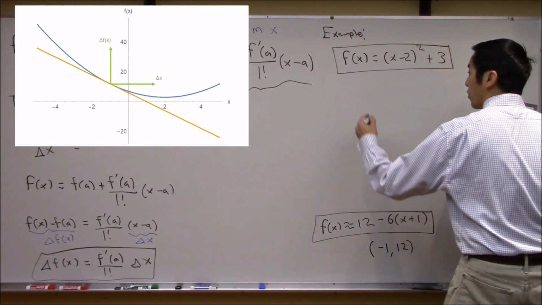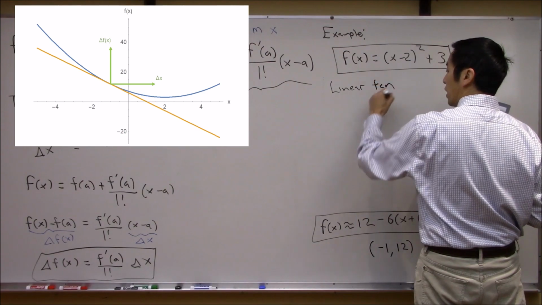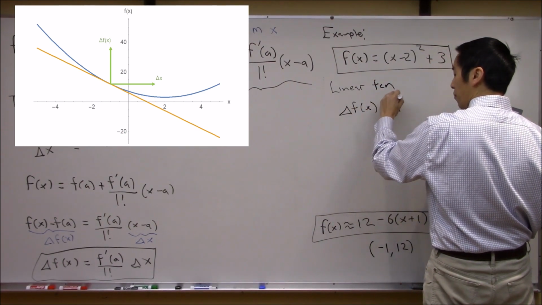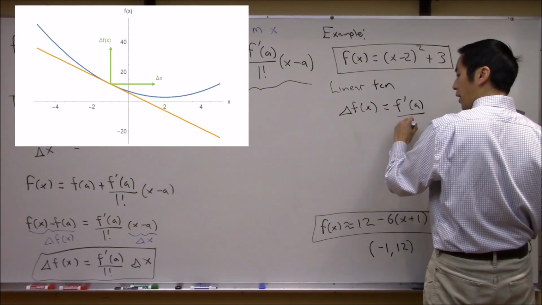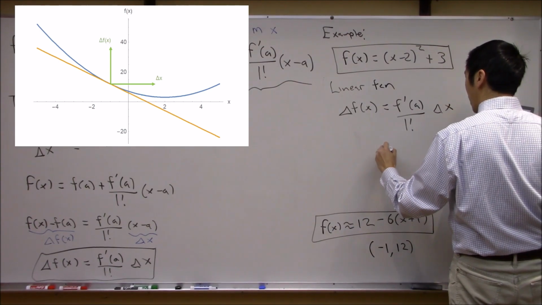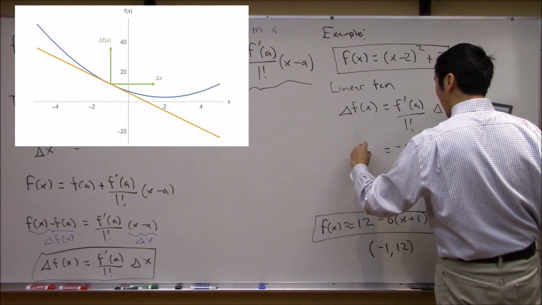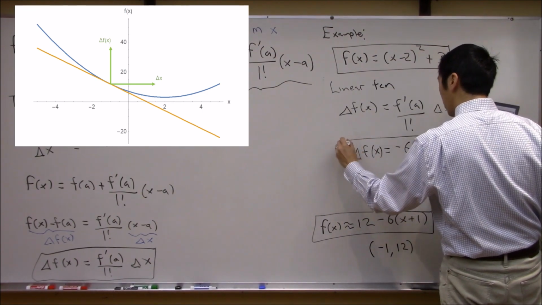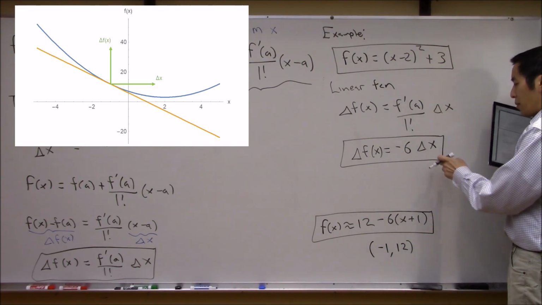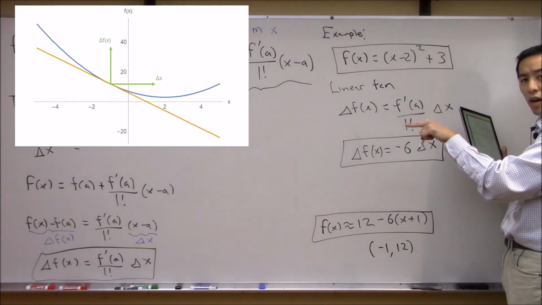Okay, so now the linear function is what? It's delta f of x is equal to f prime a all over 1 factorial delta x. And again, we already calculated what this was. This was minus 6, wasn't it? Okay, so this is actually really simple, right? Here is the other function we can think about plotting. The only problem is I can't plot this function on that exact same plot, right?